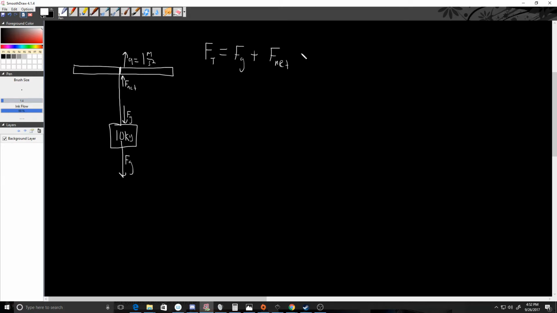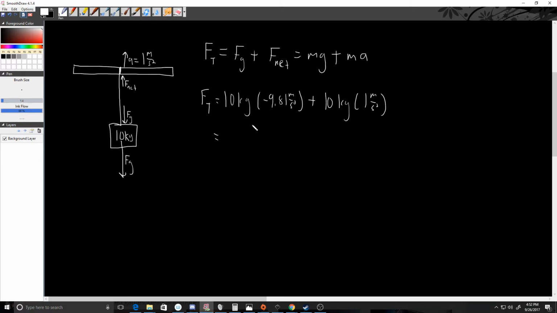So force of gravity is still just equal to mass times gravity. But now for net force, I'm going back to that original equation, which is just mass times acceleration. So in this case, we have 10 kilograms times gravity, which is negative 9.81 meters per second squared. And I have to add the mass again, 10 kilograms, times the acceleration of 1 meter per second squared.